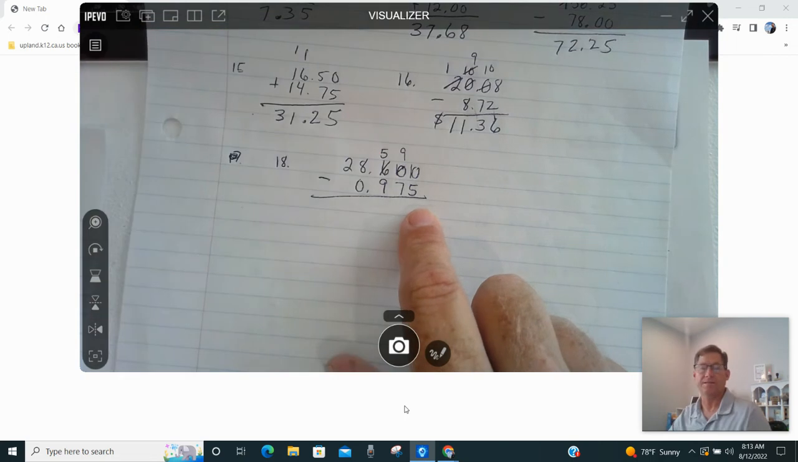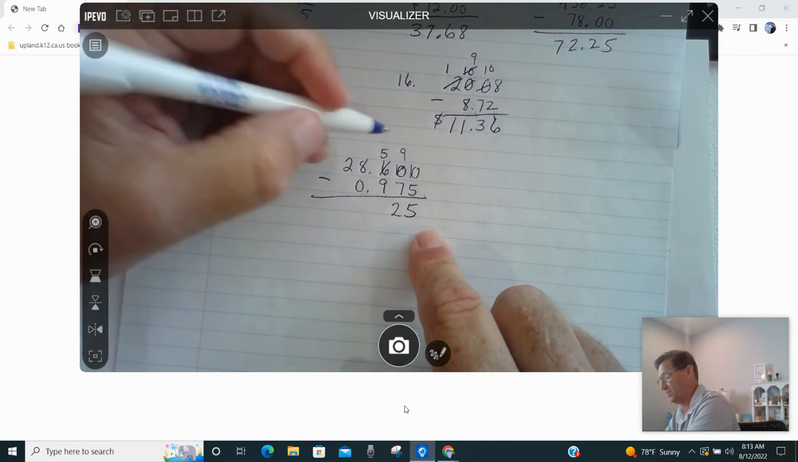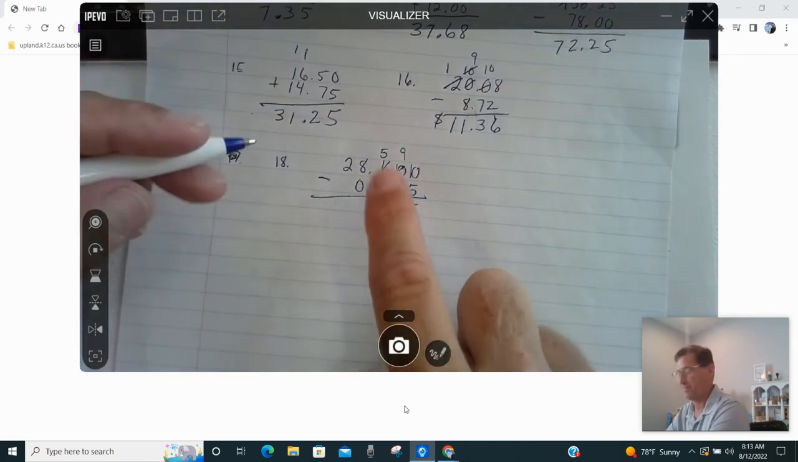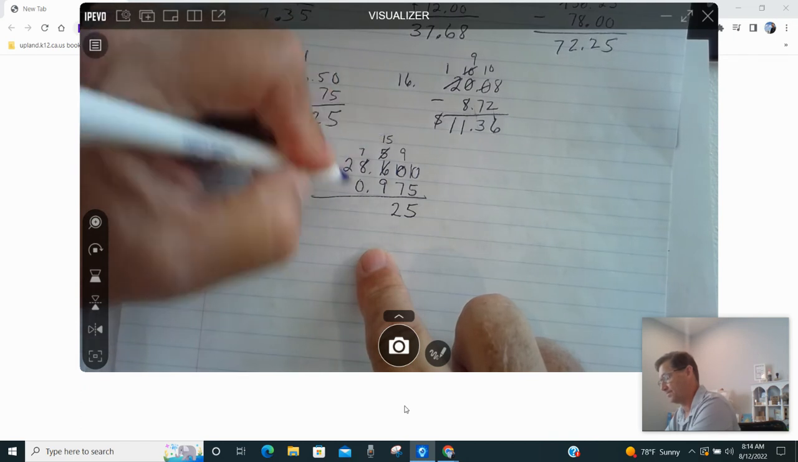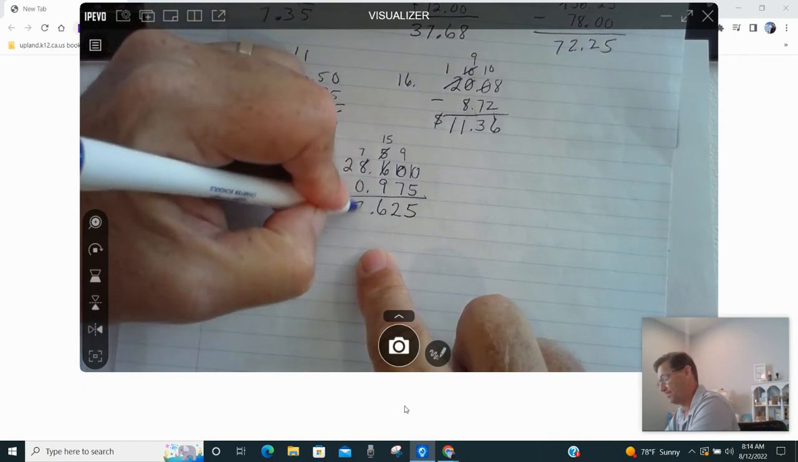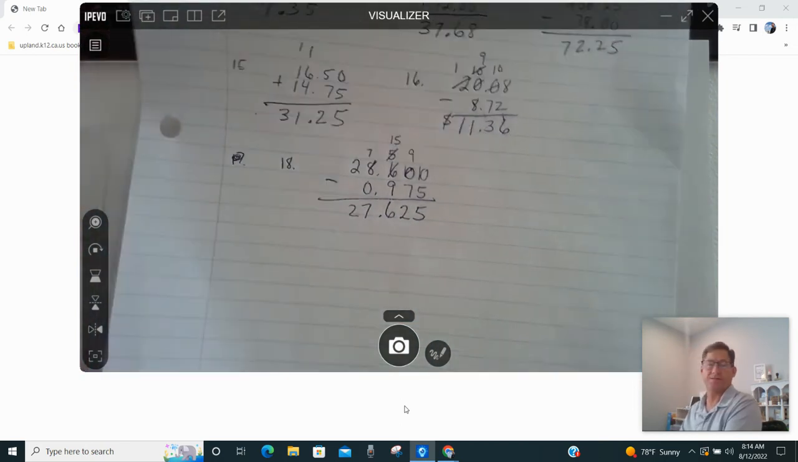And now we can subtract. 10 take away 5 is 5. 9 take away 7 is 2. We can't take 9/10 from 5/10, so regroup from the ones. And we get 27 and 625 thousandths.